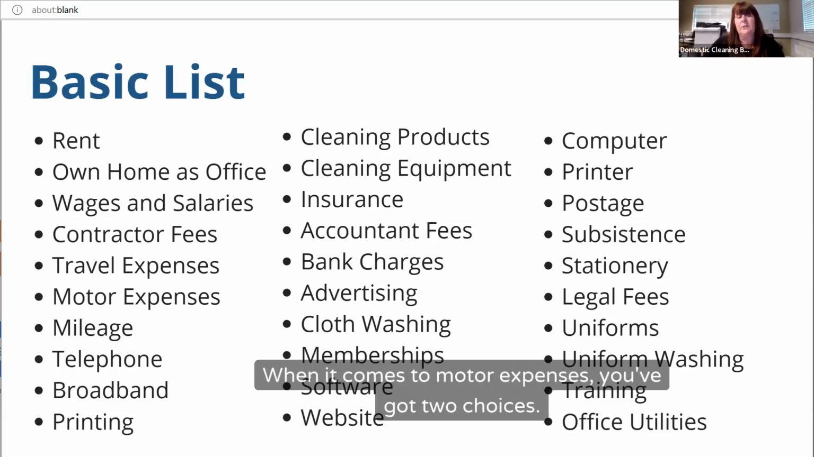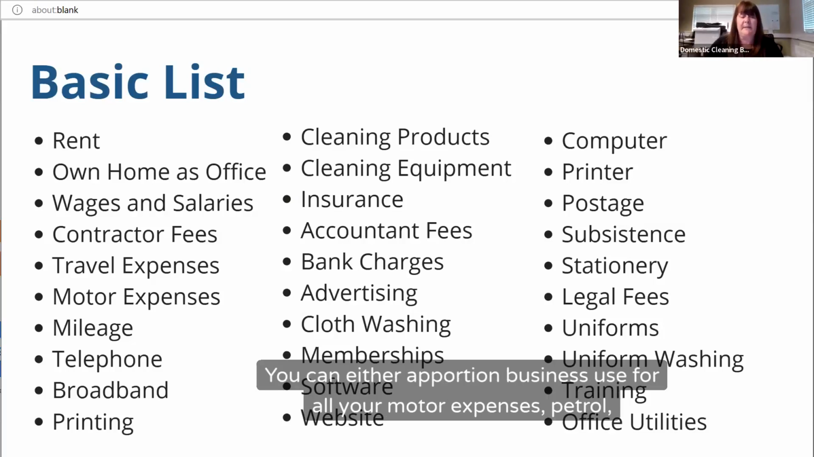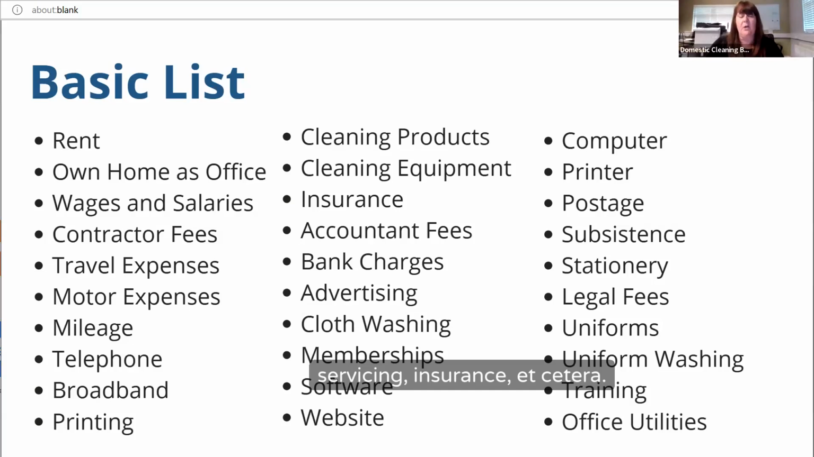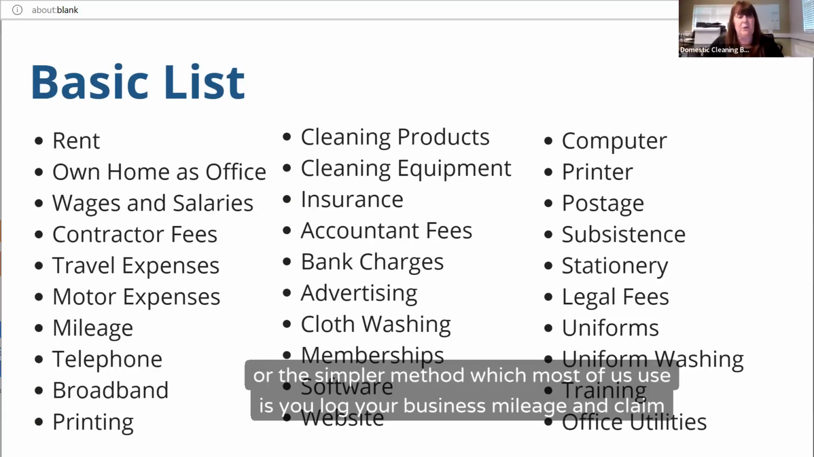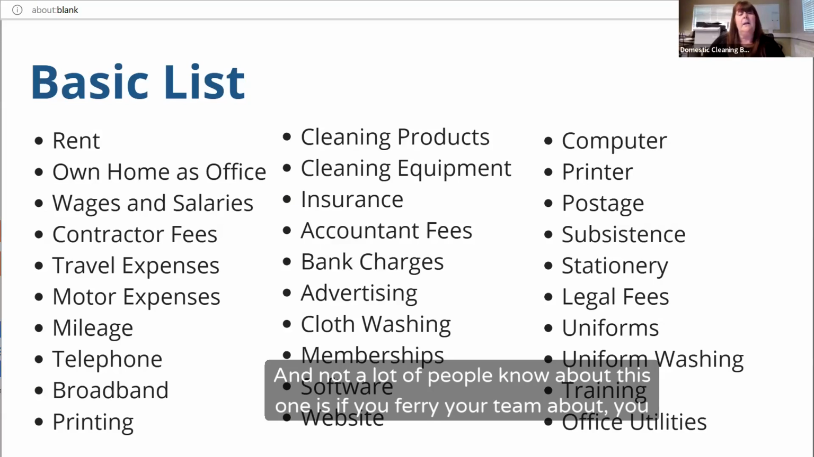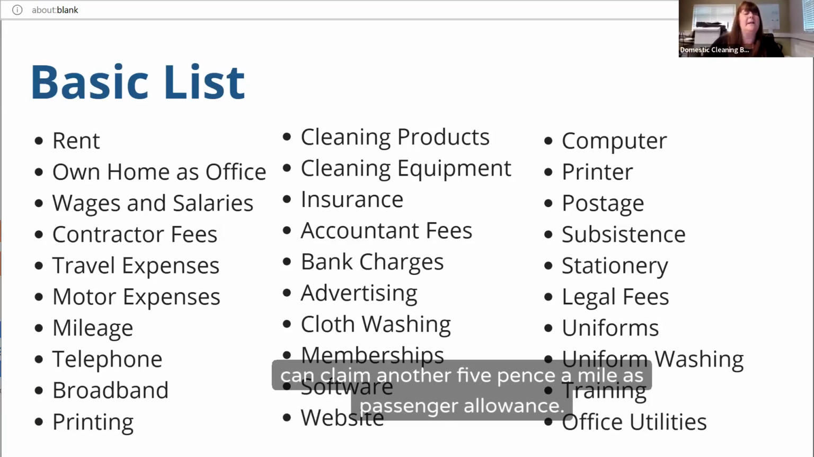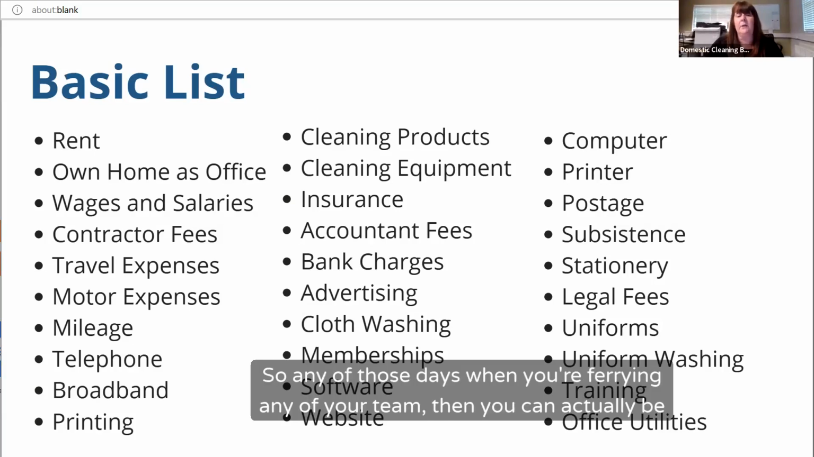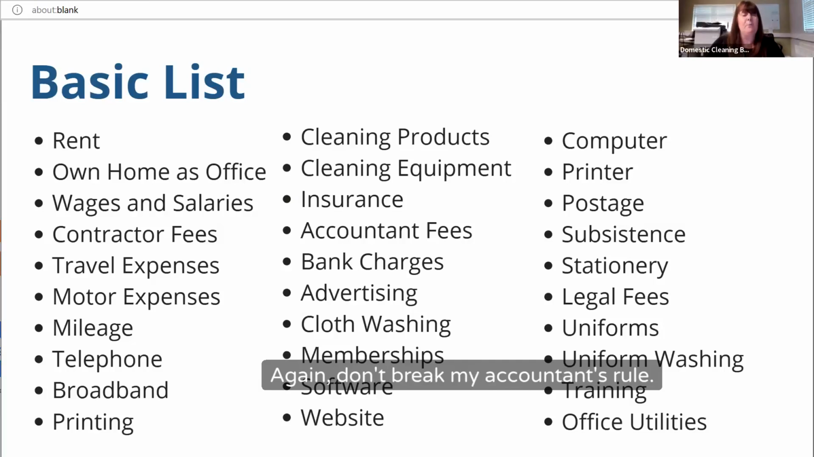When it comes to motor expenses, you've got two choices. You can either apportion business use for all your motor expenses, petrol, servicing, insurance, etc., or the simpler method, which most of us use, is you log your business mileage and claim 45 pence a mile for the first 10,000 miles, and then 25 pence a mile above that. And not a lot of people know about this one, is if you ferry your team about, you can claim another 5 pence a mile as passenger allowance. So any of those days when you're ferrying any of your team, then you can actually be claiming 50 pence a mile. Again, don't break my accountant's rule.